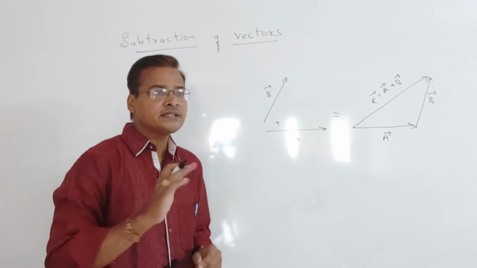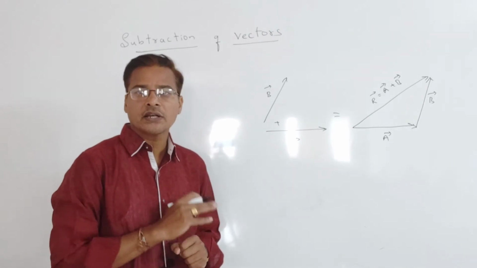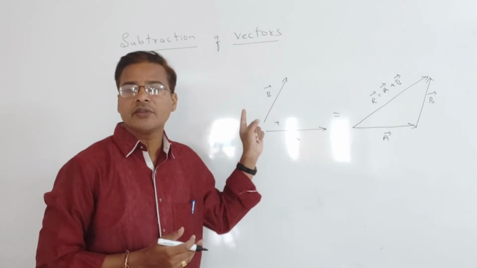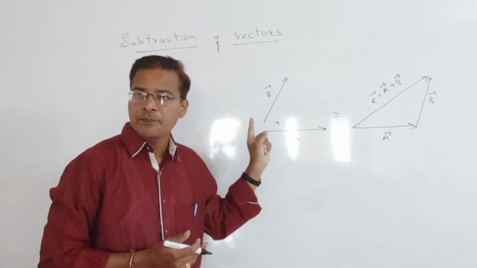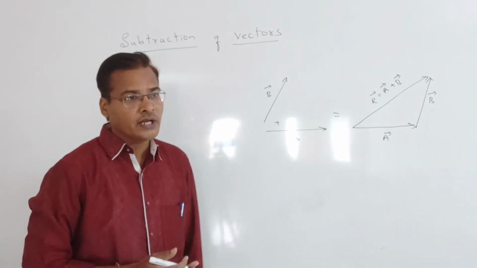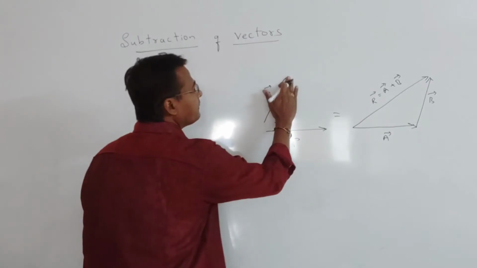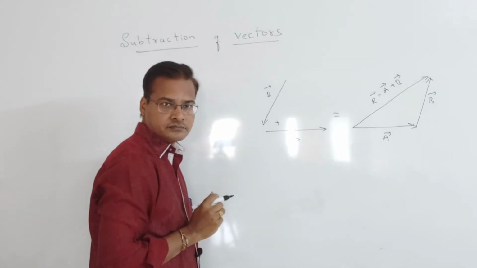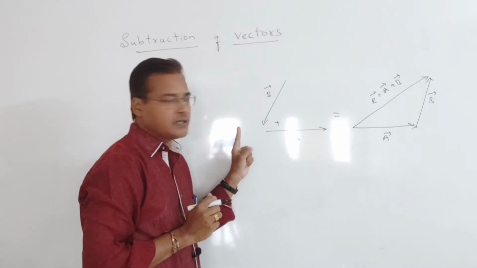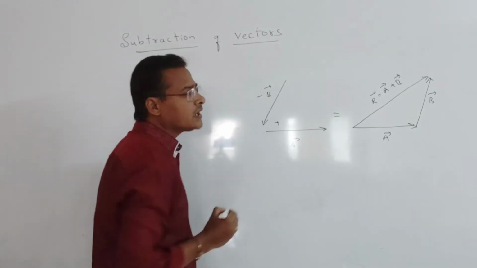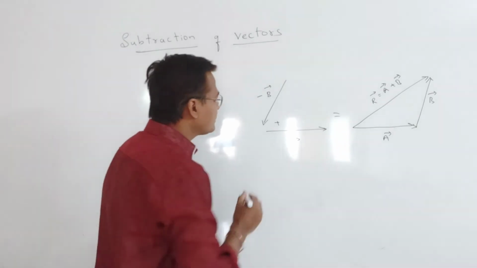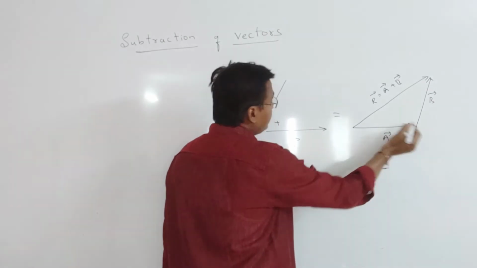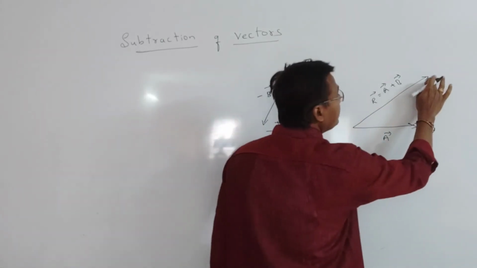The method we adopted for addition, the same method we are going to adopt for subtraction of vectors. Here we take the B vector and change its direction, so this becomes the negative vector. Now see, A has its tail and head. Now the head of B touches the head of A.